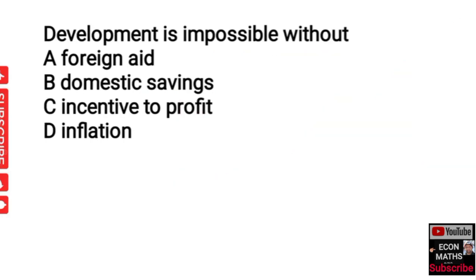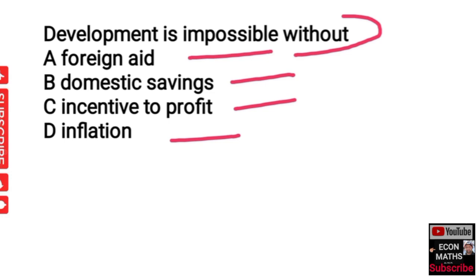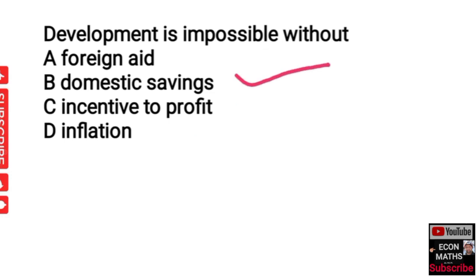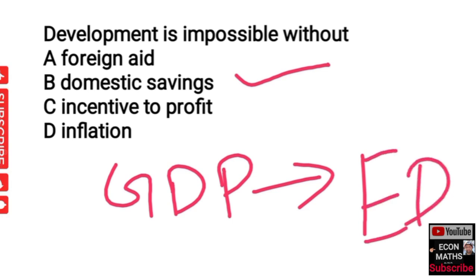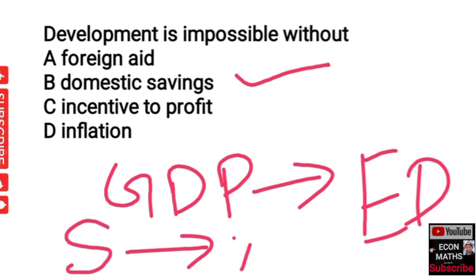Next question is: development is impossible without, the options are foreign aid, domestic savings, incentive to profit, inflation. The correct option should be domestic savings. When there is no savings, we cannot have GDP growth, and when we don't have GDP growth, we cannot think about economic development. The correct option should be domestic savings, because savings are in turn used for investment, and investment is used for productive purposes.